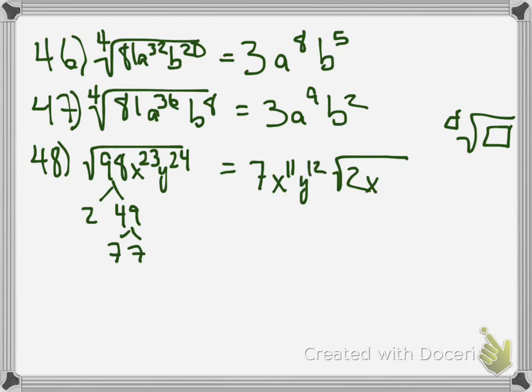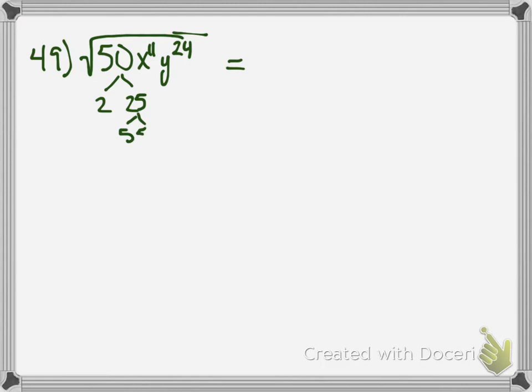So I don't necessarily have to always write them out and pair them up, but I could. I could have gone 23 x's and found all my pairs. I was just being a little bit lazy there. Anyways, let's look at another one. Number 49, same thing. You divide the 50 by 2, you get 2 and 25. 25 would be 5 and 5. So I've got a pair of 5s that can go on the outside, and I have a 2 that stays on the inside. Then for the x's, 11.